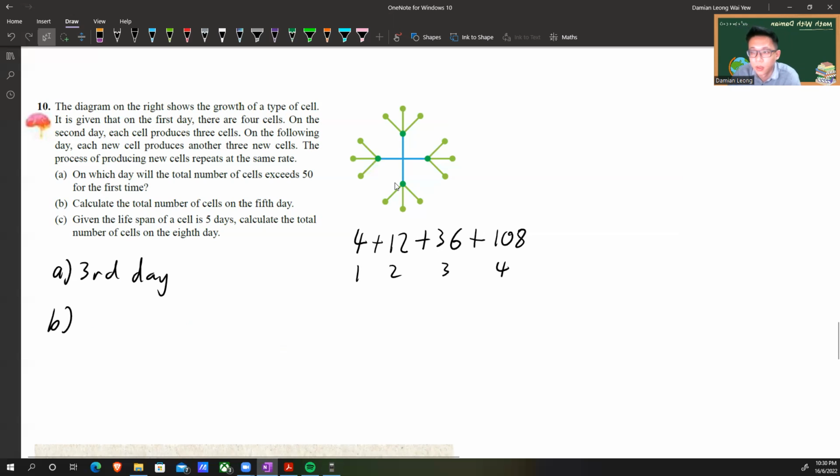Okay. This is the first. Second, how many extra in each day? Third, fourth. Yeah, means first day there is 4. Second day, 4 plus 12, 16. Third day is 4 plus 12 plus 36, 52. And fourth day is basically 52 plus another 108. Then it's 160.